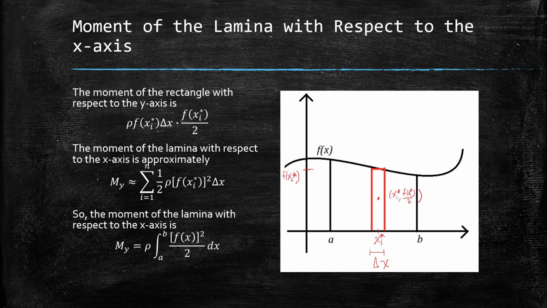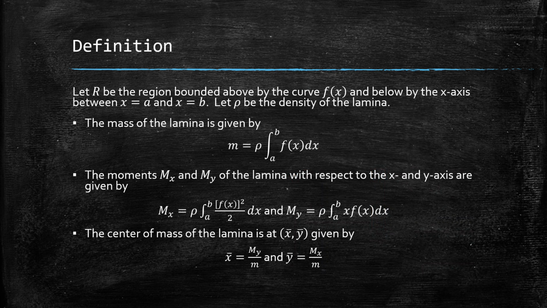So again, looking at that as a Riemann sum, and as n goes to infinity, the moment of the lamina with respect to the x-axis is equal to rho times the integral from a to b of f of x, that quantity squared, divided by 2 dx. And I just realized in that previous formula we were using m sub y when it should have been m sub x.